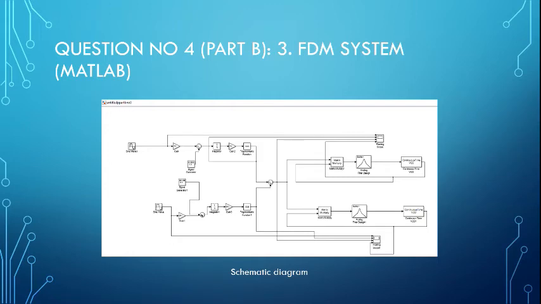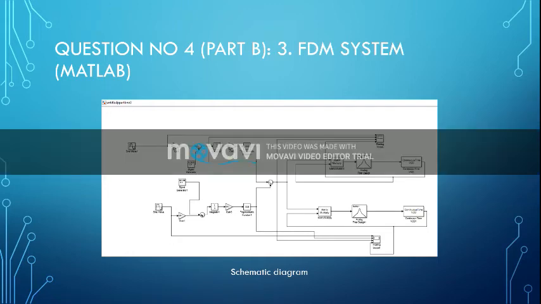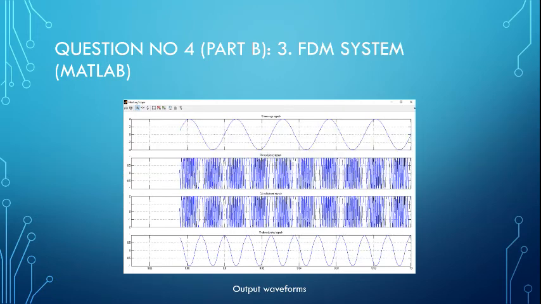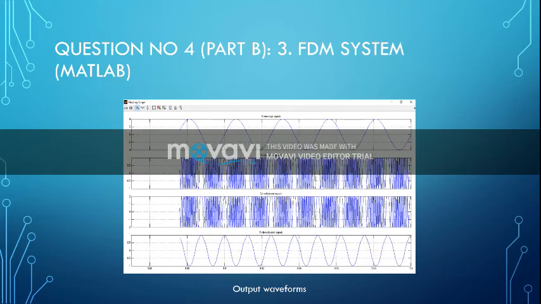Here we can see our schematic diagram, which we drew using MATLAB. Here is the output waveform that we get. The first one, the top one, is the message signal. The second one is the modulated signal. The third one is the multiplexed signal, and the most bottom one is the demodulated signal.